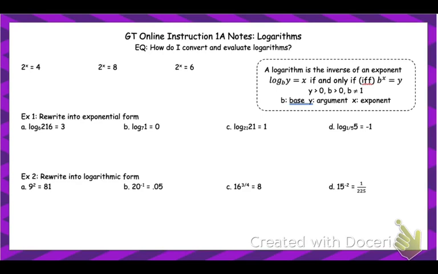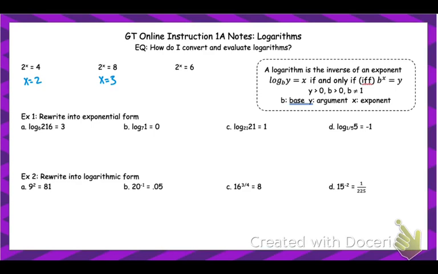So something like this first one, if I have 2 to the x equals 4, I can figure out pretty easily that x is 2. If I have 2 to the x equals 8, I can figure out pretty easily that x is 3. The reason I need something called a log is because of an equation like this one. That's something I can't really figure out. I don't know what power I would need to raise 2 to in order to get 6.